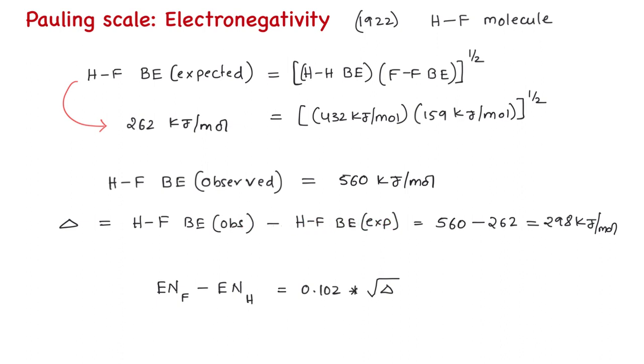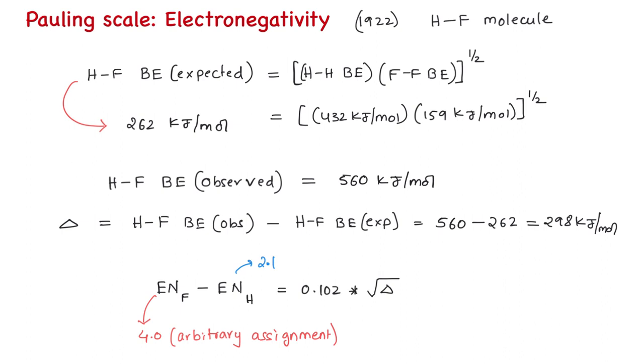HF bond energy expected. We already know the value of delta, and Linus Pauling assigned an arbitrary value of 4.0 as electronegativity of fluorine, and he then calculated the electronegativity of hydrogen. So this value is relative to that of fluorine. Let us now understand what this formula exactly means.